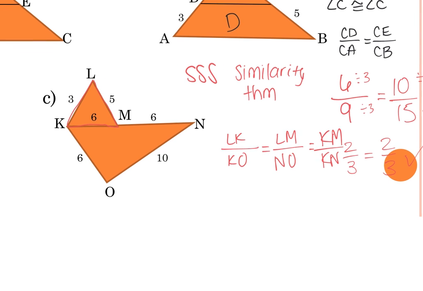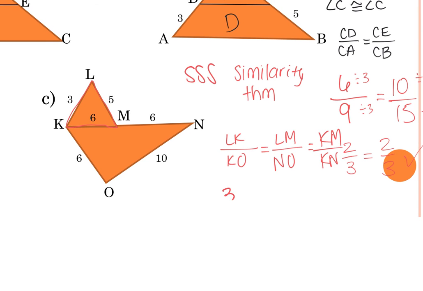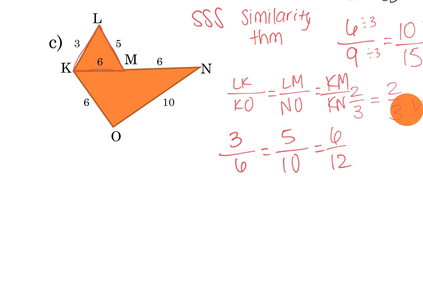All right, let's see if it works. LK was 3. What was KO? 6. So 3 over 6 should be equal to LM, which is 5, over what's NO? 10, which should be equal to KM, which is 6, over KN, which is 12. These are all going to simplify to 1/2. 1/2 equals 1/2 equals 1/2. So this is side, side, side similarity theorem.